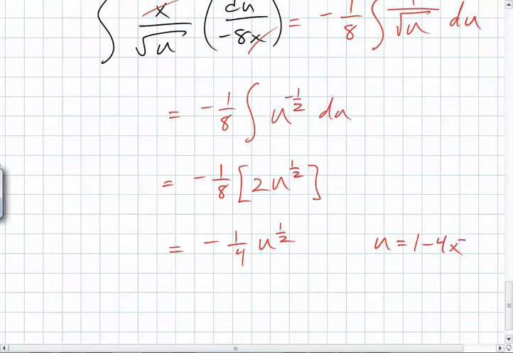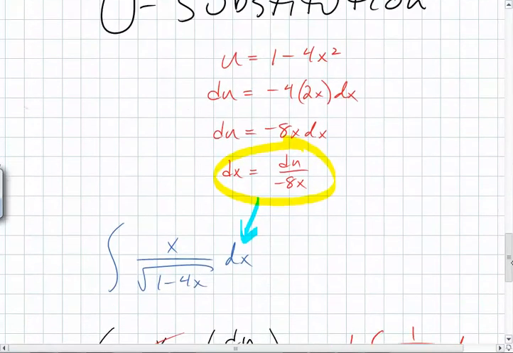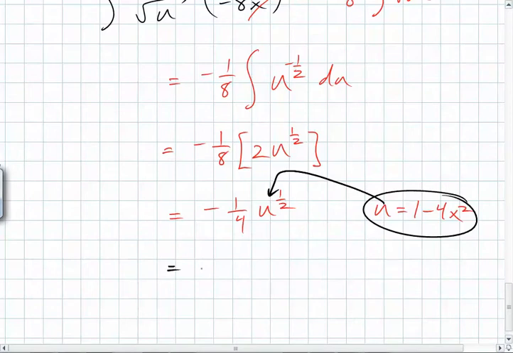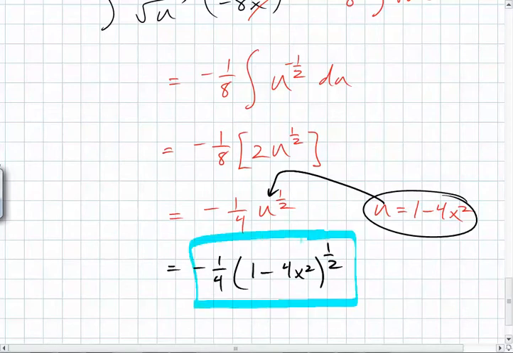No, it's just 1 minus 4x squared. Right? That's what u equaled. So where do we plug that back in? You plug it in right here. So what do you end up with? Negative 1/4 times 1 minus 4x squared to the 1/2. So this right here is our antiderivative.